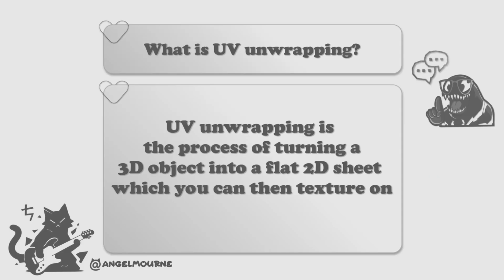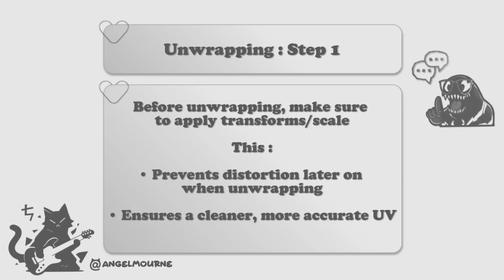UV unwrapping is the process of turning a 3D object into a flat 2D sheet, which you can then texture on. How to unwrap. Unwrapping. Step 1. Before unwrapping, make sure to apply transforms/scale. This prevents distortion later on when unwrapping and ensures a cleaner, more accurate UV.